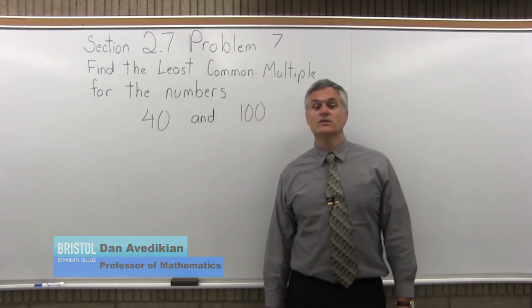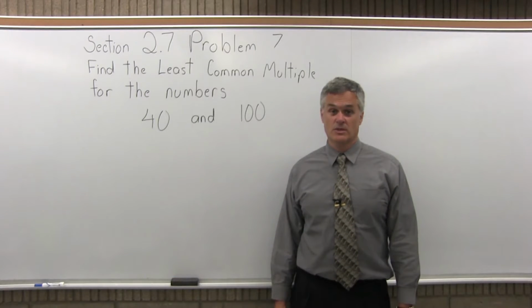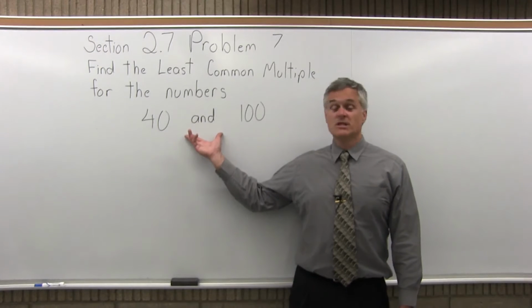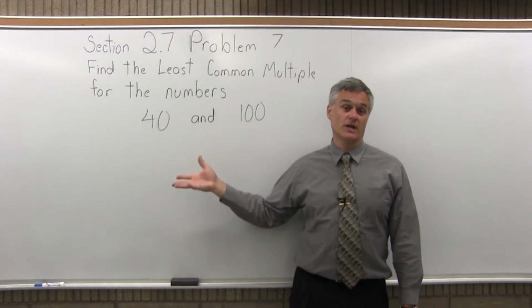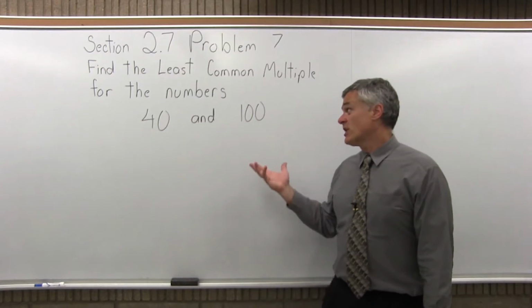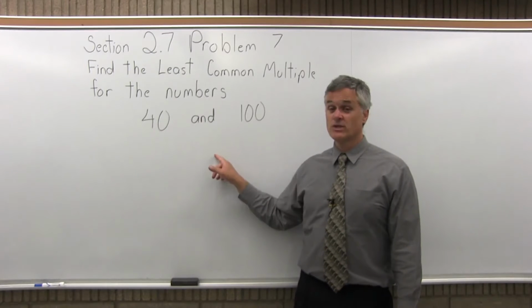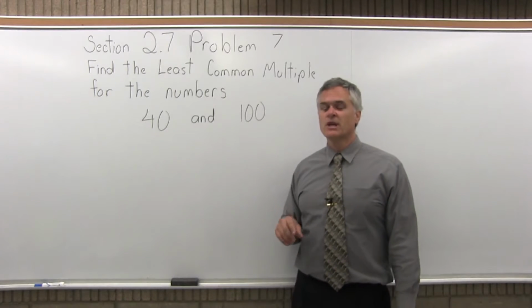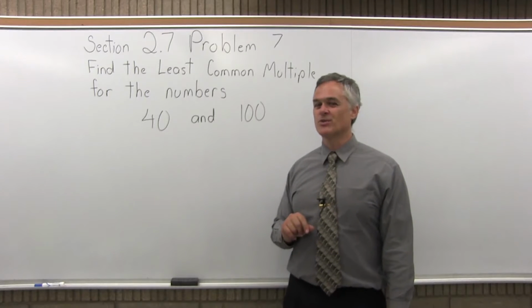Find the least common multiple for 40 and 100. What that means is you want to find the smallest value that both 40 divides into evenly and 100 also divides into evenly. Right away, off the top of my head, I can see that they both divide into 400 evenly. 40 goes into 400 evenly, 100 goes into 400 evenly. The question is, is 400 the smallest value that they both divide into evenly?